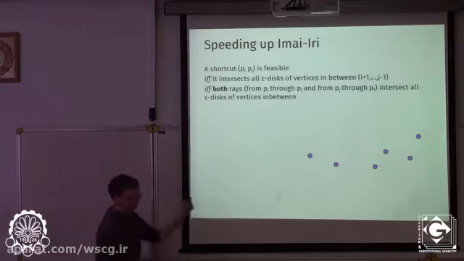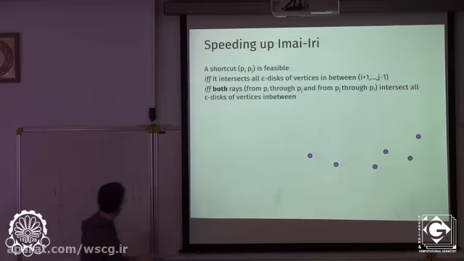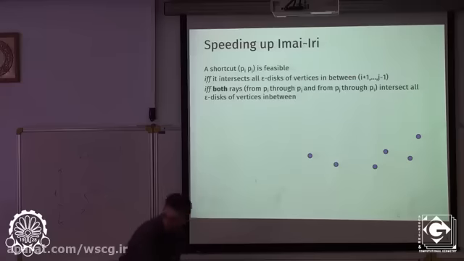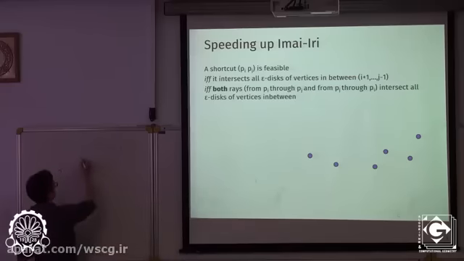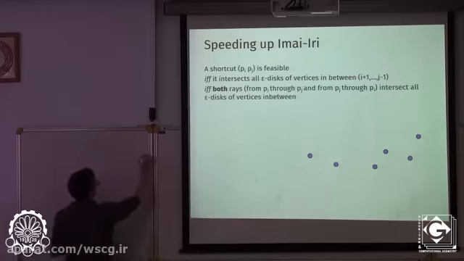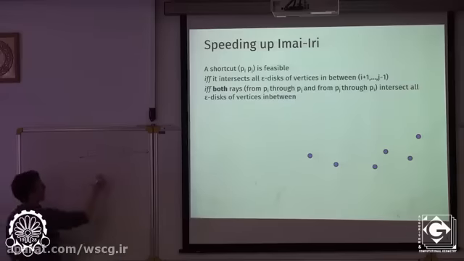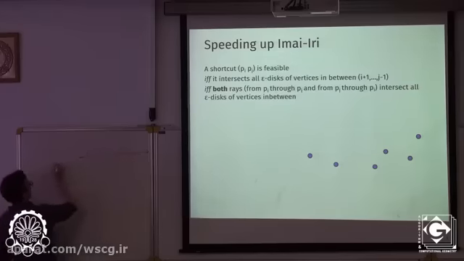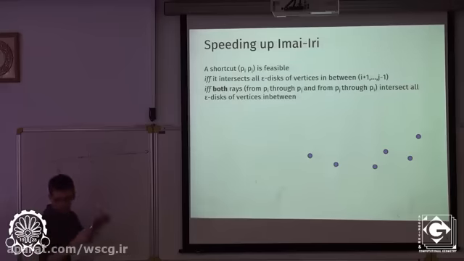Once more, what I was saying was, I want to know for a segment, does it stab all the disks in between? And I said, I'm now replacing this by the test of whether this way intersects all of these disks, and whether this way intersects all of the disks. And if I can test those two efficiently, I know whether I should use this shortcut or not.